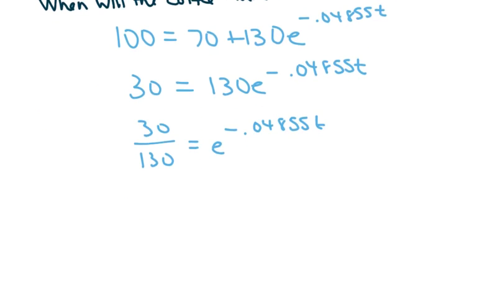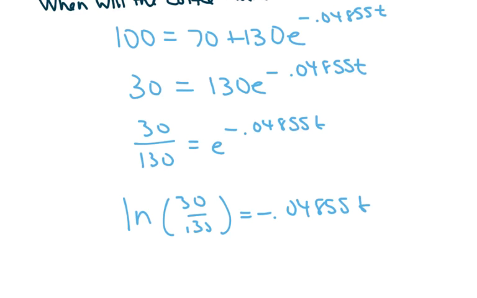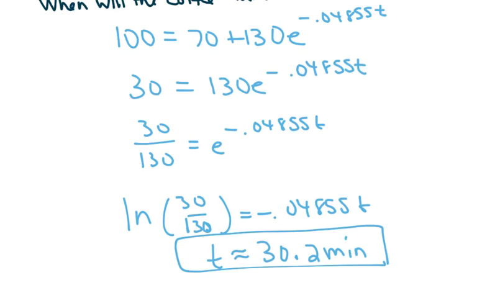And then we're going to take the natural log. I'm going to do the natural log of 30 divided by 130, and divide that answer by negative 0.04855, and I'm going to find out that t is approximately 30.2. What are the units of measurement here? Well, the units of measurement of time in this particular problem is minutes.